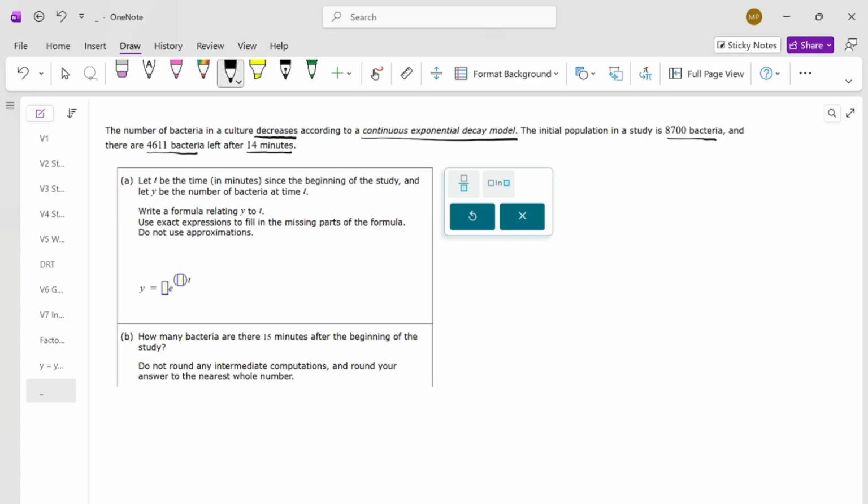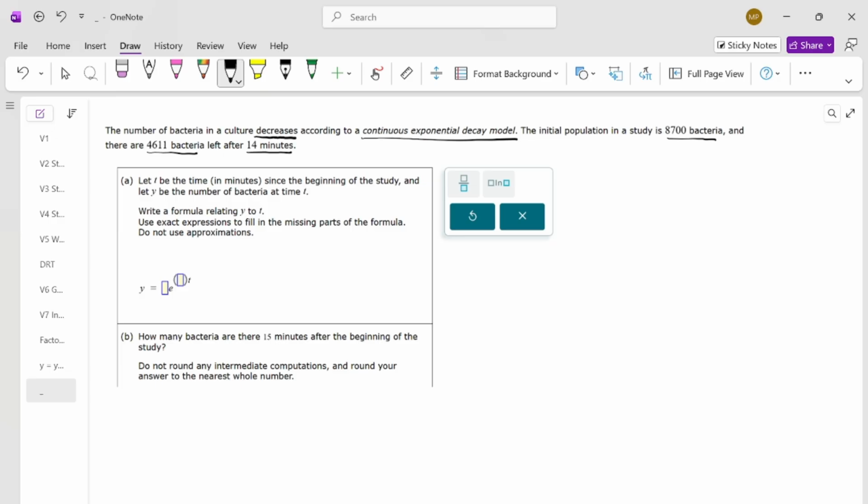For part A, we are being asked to let t be the time in minutes since the beginning of the study, and let y be the number of bacteria at time t. We will need to write a formula relating y to t and use exact expressions to fill in the missing parts of the formula and to not use approximations.